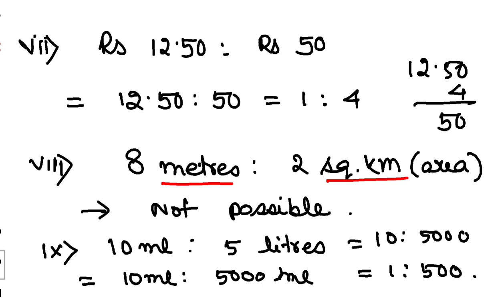So basically what we are going to learn is that two dissimilar quantities cannot be compared, and hence ratio is not possible. And of course you have to bring the ratio into lowest form. So I have discussed question number 1 in this video. In the next video, we shall be discussing question number 2.